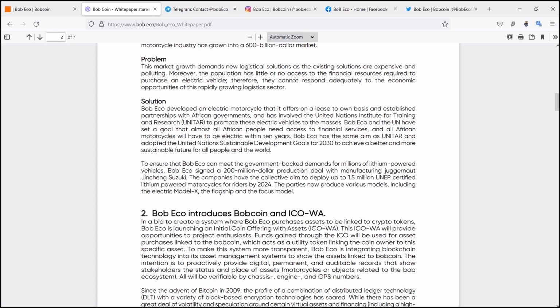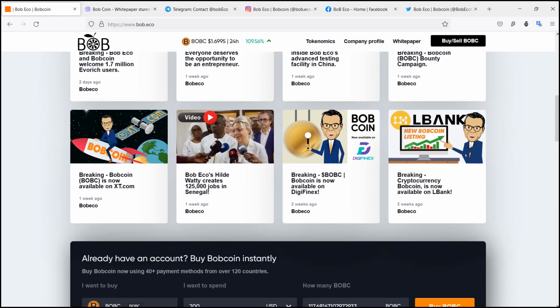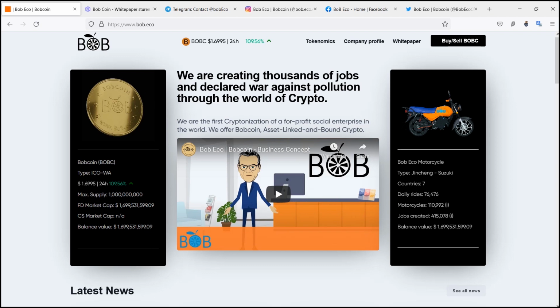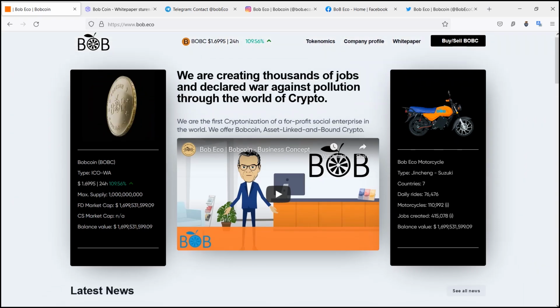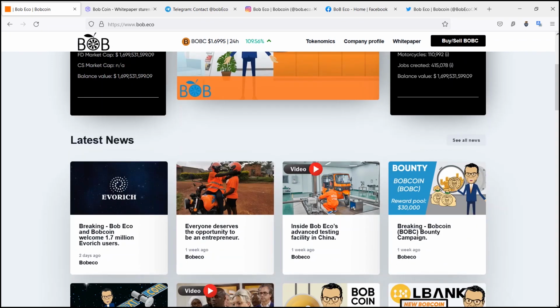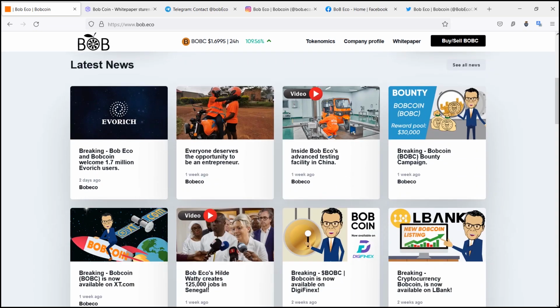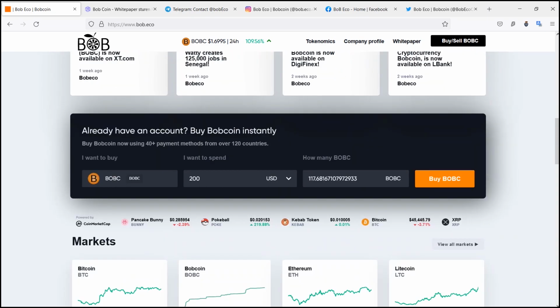In a bid to create a system where Bob Eco purchases assets to be linked to crypto tokens, Bob Eco is launching an initial coin offering with assets. This ICO will provide opportunities to project enthusiasts. Funds gained through the ICO will be used for asset purchases linked to the Bobcoin, which acts as a utility token linking the coin owner to this.